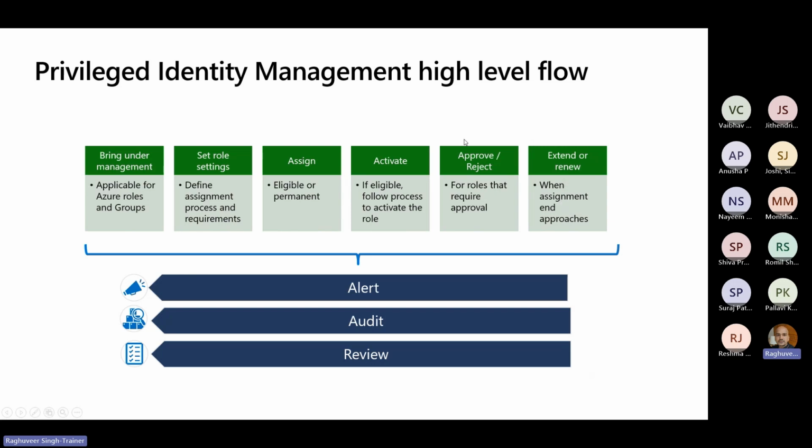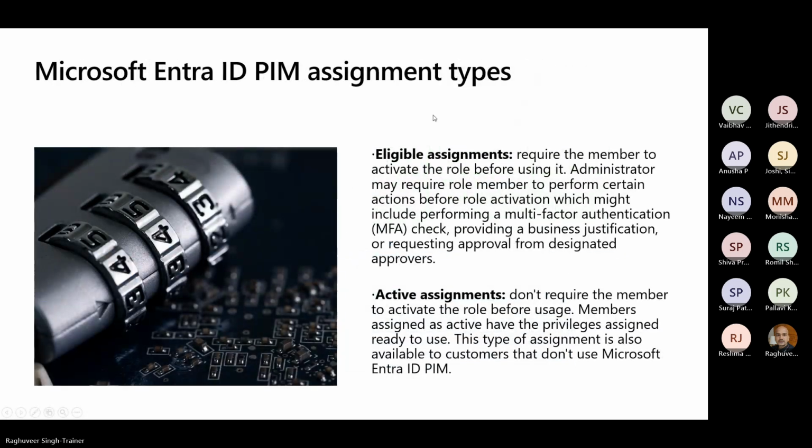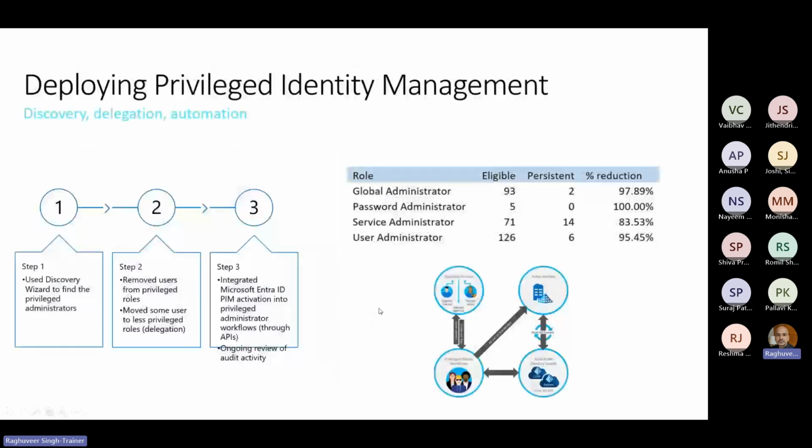After approval, while doing that activity, if you ever need to extend, you can extend. When you click on eligible, you define a duration. Once this duration is expired, you can request for renewal. And while you are doing all of this, alerts are getting triggered, so the identified recipients are getting notified. You can do an audit and you can also do review. PIM assignment types: you have two types of assignments, eligible and active. We did talk about it.